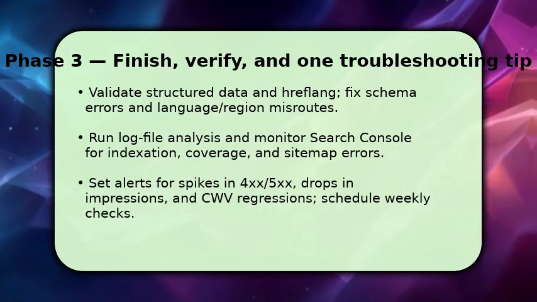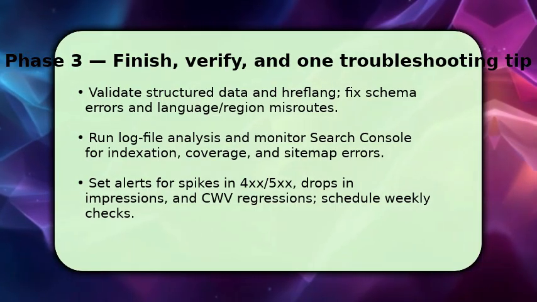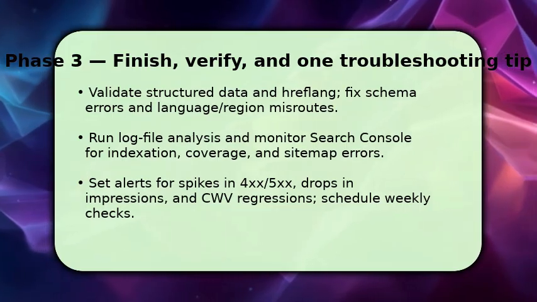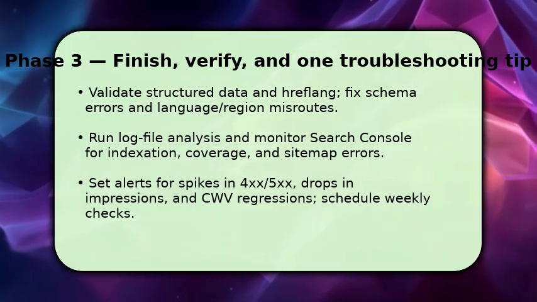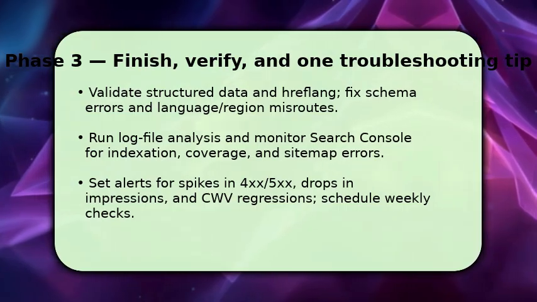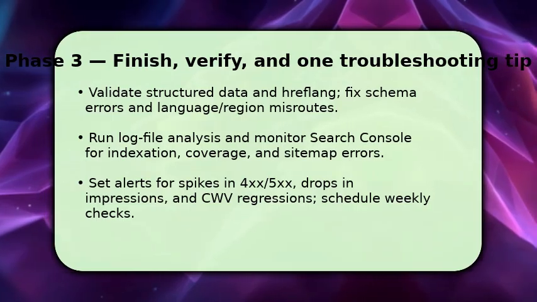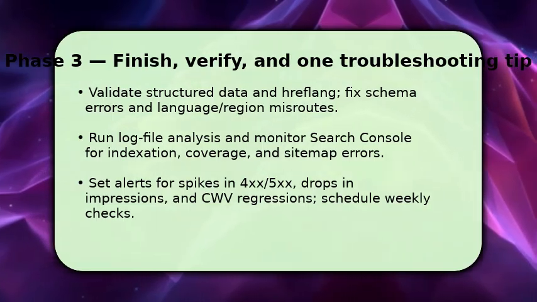Next, run log file analysis to see what bots actually crawl and identify wasted crawl on faceted or low-value pages. Make Search Console and Analytics dashboards to monitor indexation, impressions, and Core Web Vitals trends. If something breaks, check recent deploys and roll back if needed. Quick rollback is often the fastest fix.